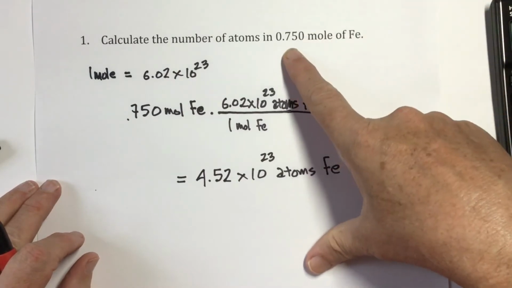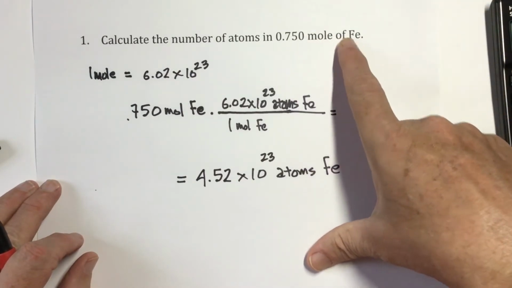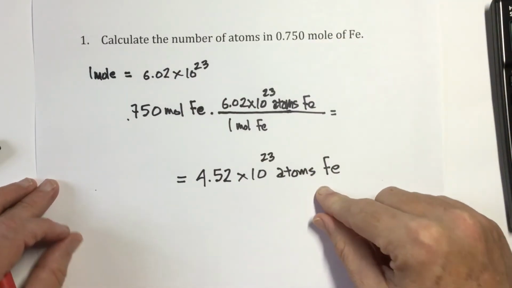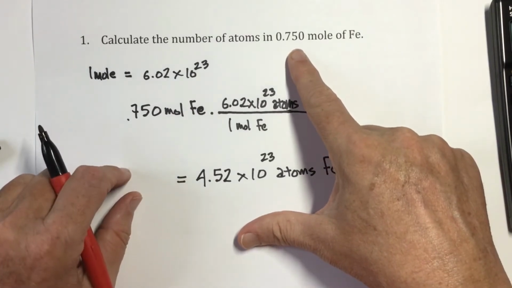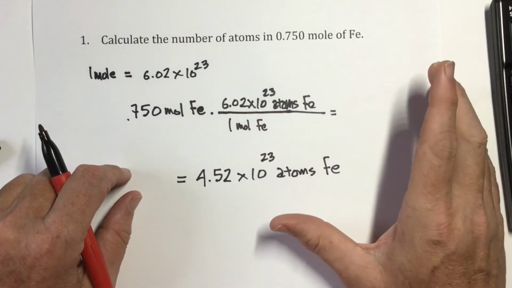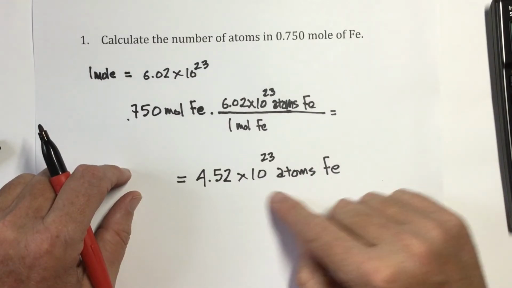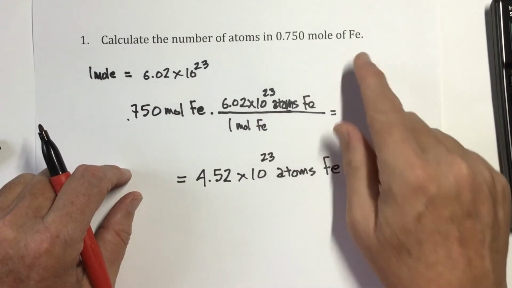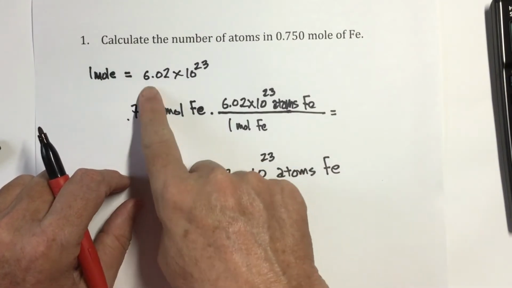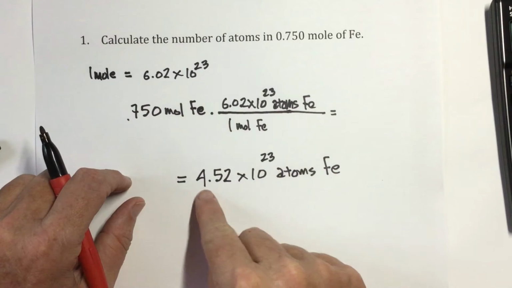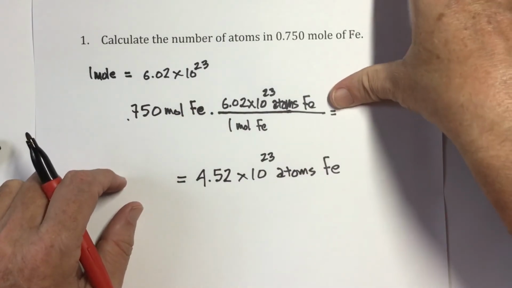So the number of atoms in 0.750 moles of iron would be that. I should point out that the number of atoms in 0.75 moles of anything at all would still be the same number. The fact that we used iron here doesn't make any difference because a mole is that. So 0.750 of a mole is always that. Okay.